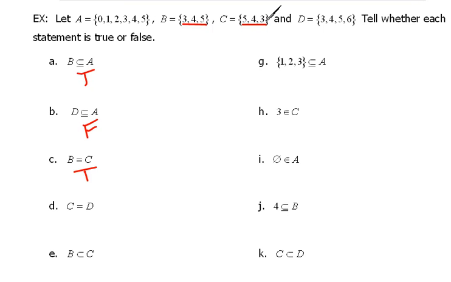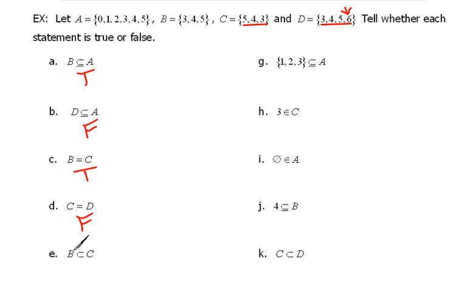Now Part D says that we have C equal to D. Well, in that case, C is the elements 5, 4, and 3. D is the elements 3, 4, 5, and 6. These are not identical sets because we have an extra element in D that we don't have in C. So this is false.